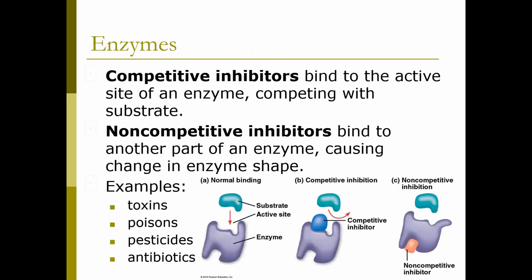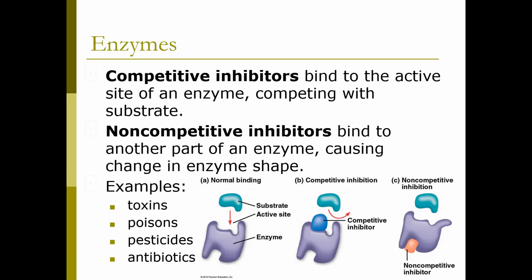Sometimes enzymes don't work like they're supposed to. That could be due to some sort of chemical or toxin or poison, or something like a pesticide or an antibiotic. We call those examples inhibitors, so they will inhibit the function of that enzyme. We're going to talk about a couple different types of inhibitors.